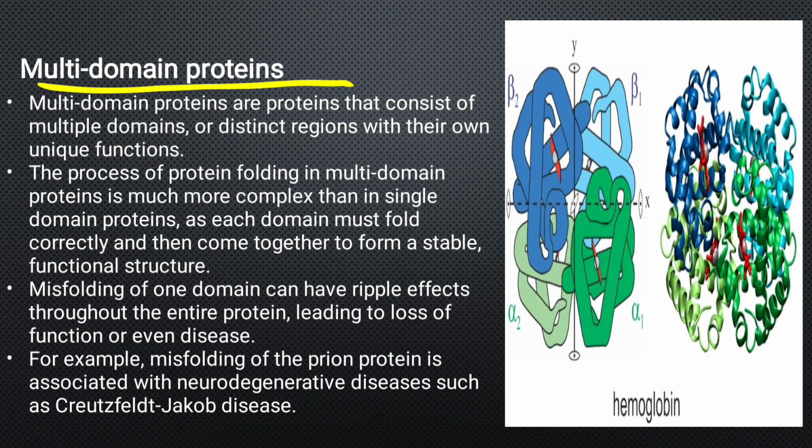The process of protein folding in multi-domain proteins is much more complex than in single domain proteins, as each domain must fold correctly and then come together to form a stable functional structure. Misfolding of one domain can have ripple effects throughout the entire protein, leading to loss of function or even disease. For example, misfolding of prion protein is associated with neurodegenerative diseases such as Creutzfeldt-Jakob disease.